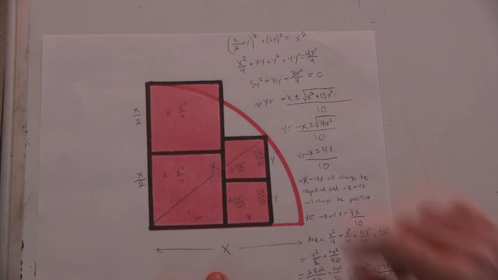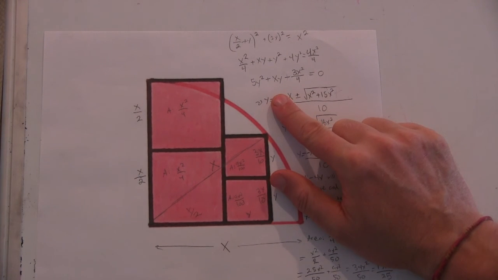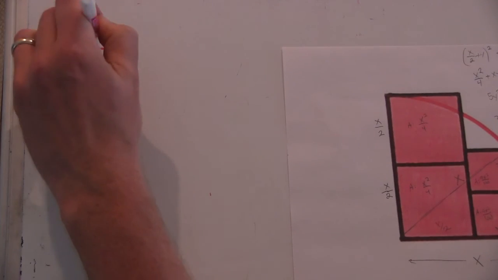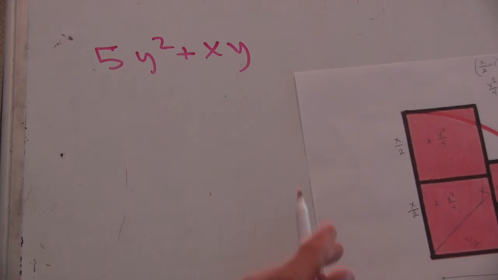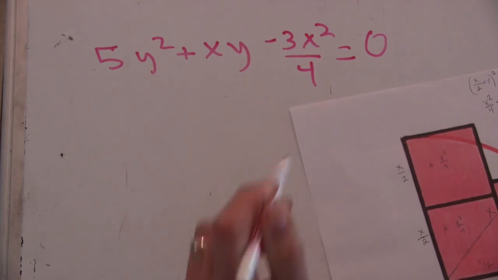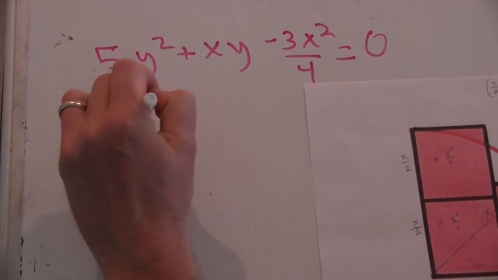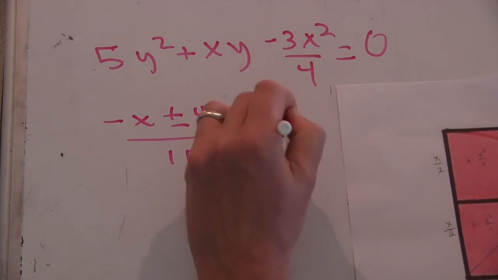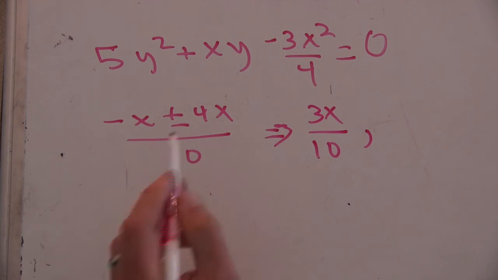I want to take one last look at this equation, which is 5y squared plus xy minus 3x squared over 4, and that equals 0. You found solutions to that: y equals minus x plus or minus 4x over 10. That was 3x over 10 and minus 5x over 10.